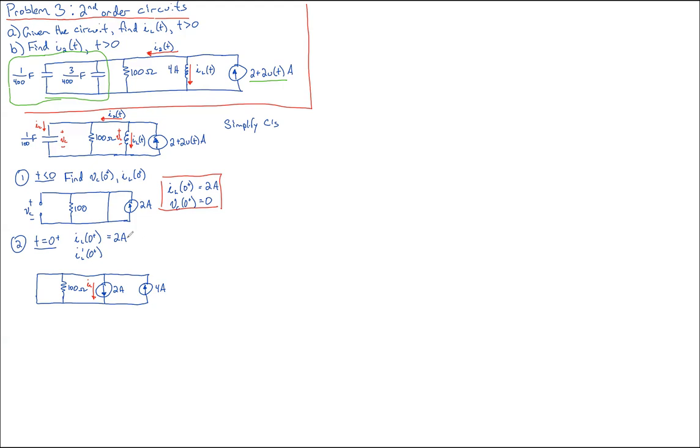But how do we find the derivatives? We have to go back to the constitutive equations to begin with to find the mapping from non-derivative world into derivative world. And those 2 constitutive equations we said is I sub C is equal to C dV sub C dt, and similarly V sub L is equal to L I sub L prime. So this is the one we want to use because it has the I sub L prime in it that we need to find. So we can solve that for I sub L prime, and that's 1 over L V sub L.